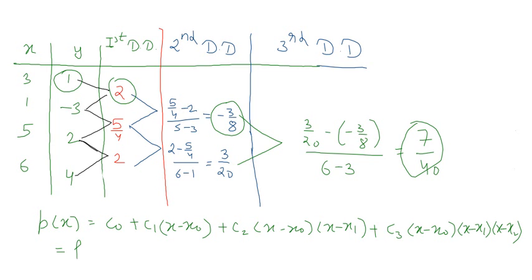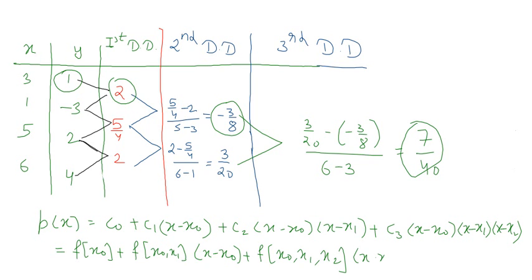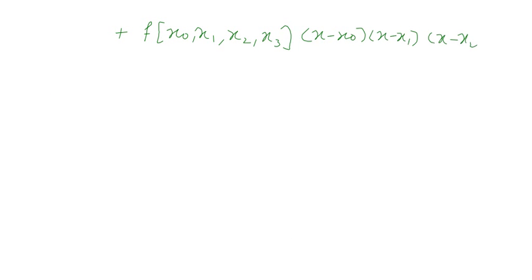Now C naught is f of x naught, plus C1 is f of x naught comma x1 times x minus x naught, plus C2 is f of x naught comma x1 comma x2 times x minus x naught times x minus x1, plus C3, that is f of x naught comma x1 comma x2 comma x3 times x minus x naught into x minus x1 into x minus x2, for the given table. So all the different divided differences are known now.